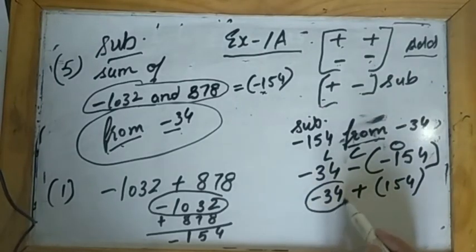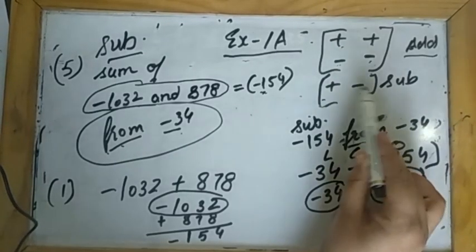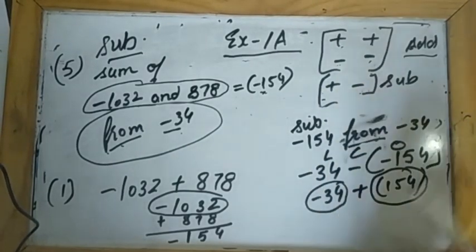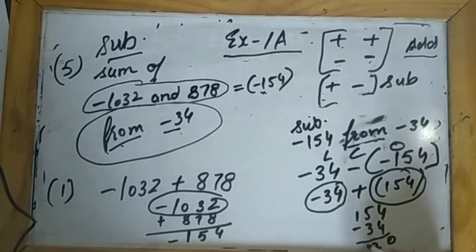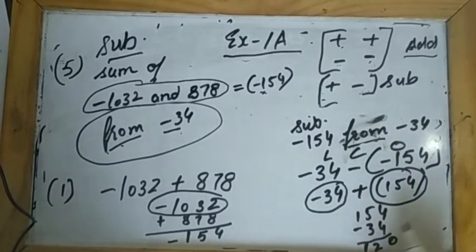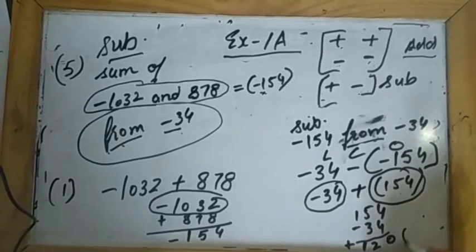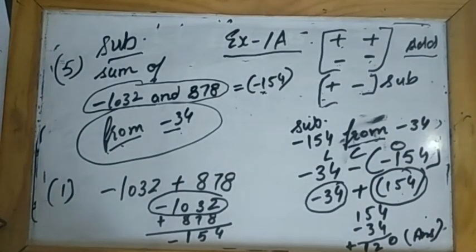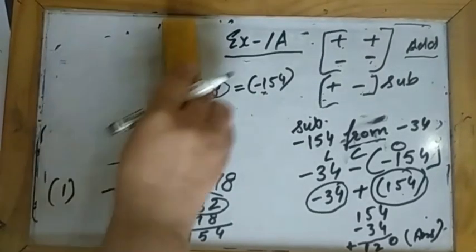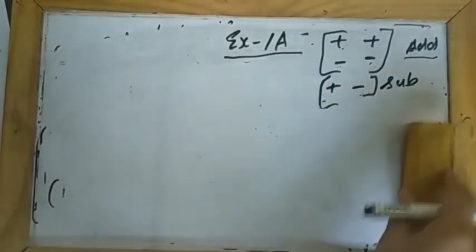One of the integers is negative and one is positive, so I cannot add them. I have to subtract them. So 154 minus 34, the answer is 120. And what about the sign? The bigger integer is positive, so my answer will be positive. So this is the fifth sum. The sixth sum is the same, so practice that.